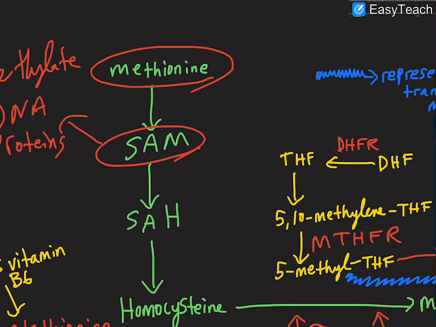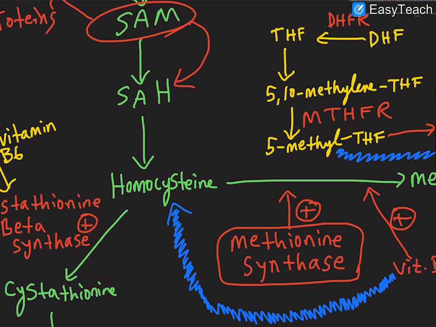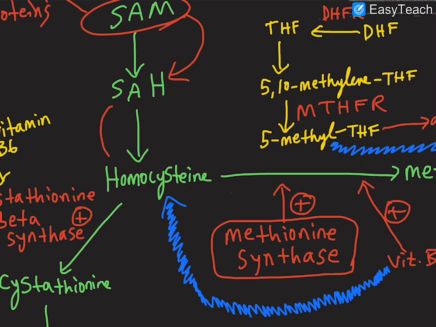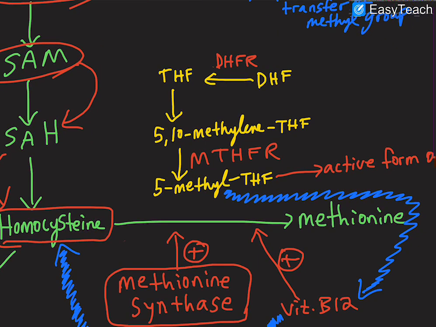Knowing that, once we get to S-adenosylmethionine, it can get converted to S-adenosylhomocysteine. Then from there, we get the formation of homocysteine. So S-adenosylhomocysteine gets converted into homocysteine. Now remember, what did we say? We have two main pathways, transsulfuration or remethylation. So let's talk about the remethylation pathway.